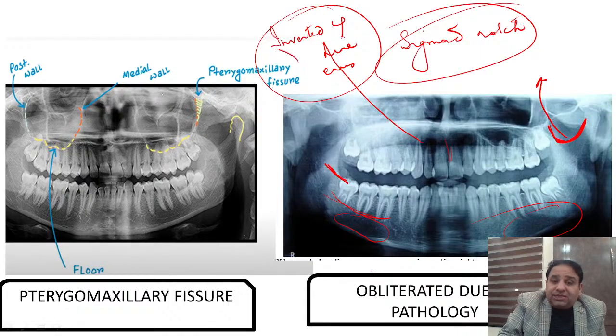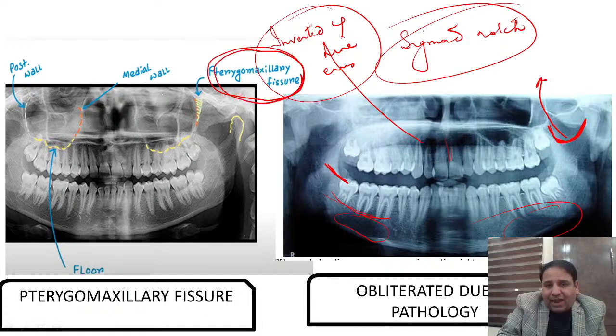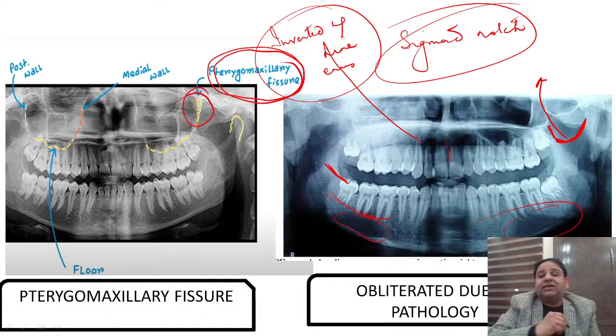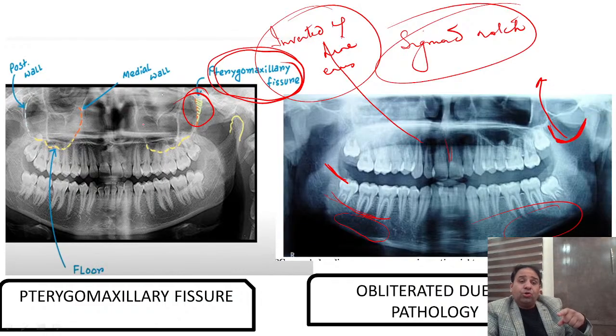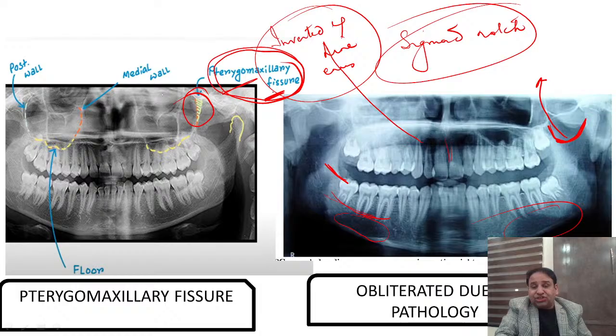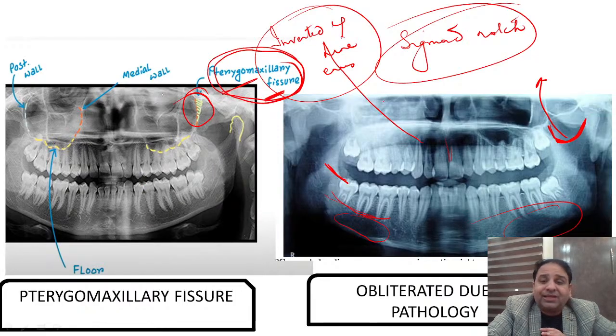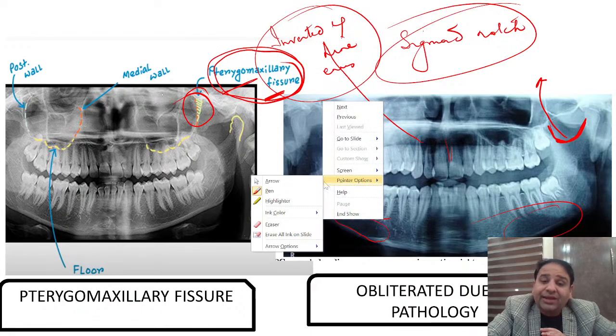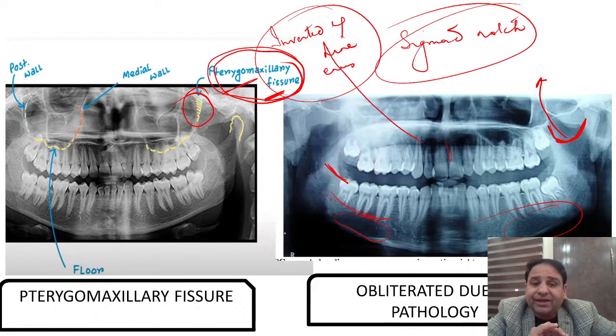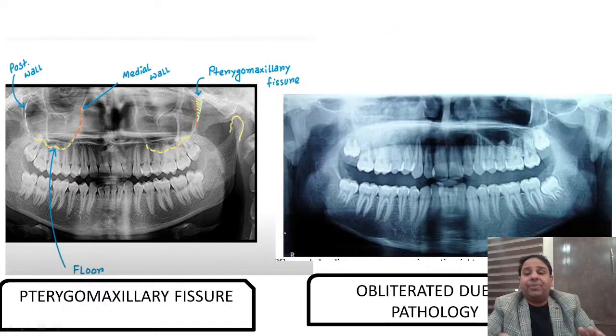But I say every time, the pterygomaxillary fissure is a very important landmark. It is formed just behind the posterior wall of the maxillary sinus. And students, why is this important? Whenever pathology is present, the pterygomaxillary fissure is obliterated. Let me show you now. If this pterygomaxillary fissure is obliterated, it suggests that a pathology is present.